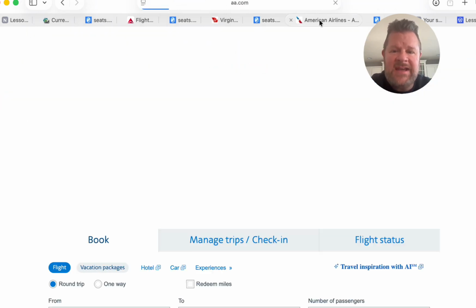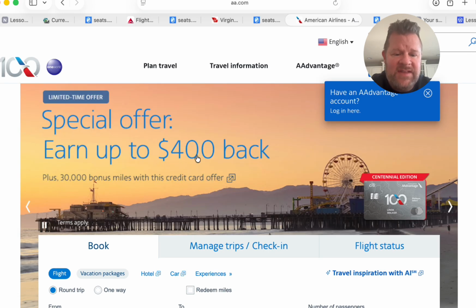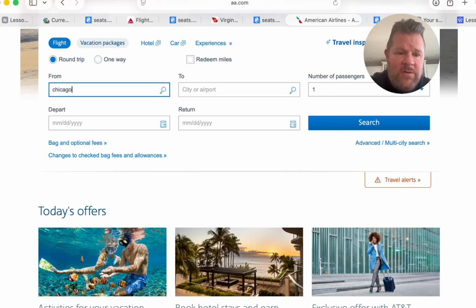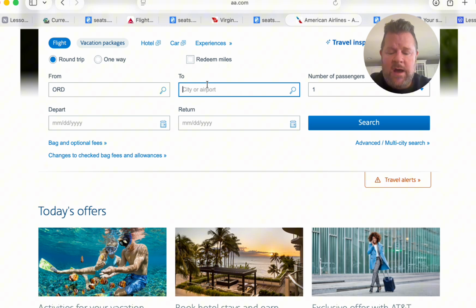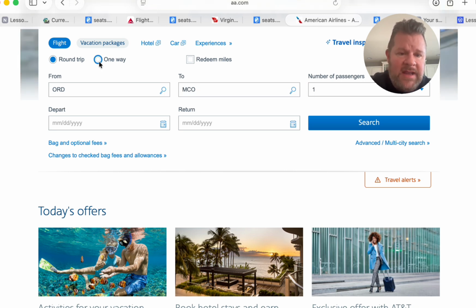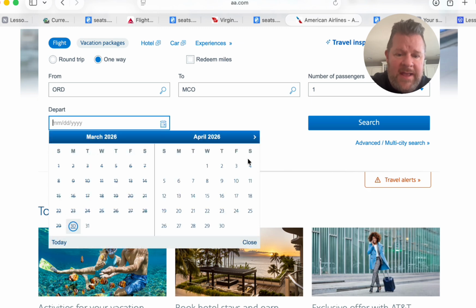This one tagged me out here, so I have to go back and take a peek at this. But let's see, if I were to book this late, what actually would it look like? So if we want to go from Chicago, specifically ORD, to MCO in Orlando, and we were looking at doing one way, heading out on April 4th.